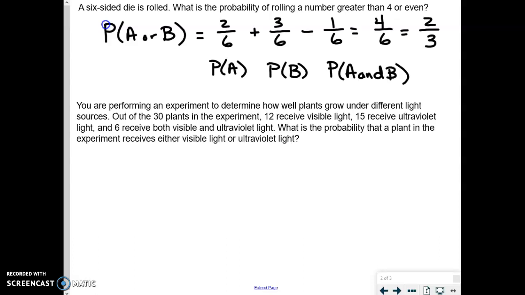So now the next example that we have up here is one that deals with light experiments with plants. It says you're performing an experiment to determine how well plants grow under different light sources. Out of the 30 plants in the experiment, 12 receive visible light, 15 receive ultraviolet light, and 6 receive both visible and ultraviolet. So what's the probability that a plant in the experiment receives either visible or ultraviolet light?